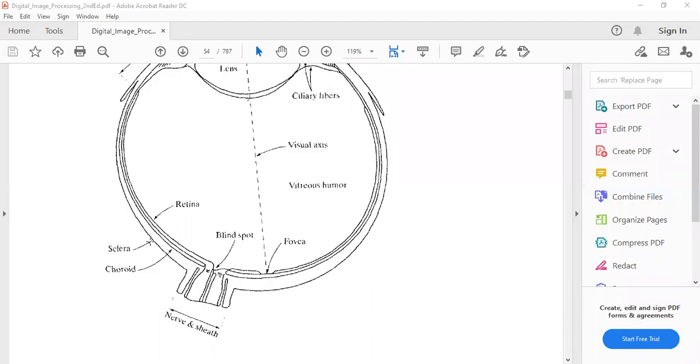Okay, then we have the choroid. Choroid is a part of the eye which covers 70% of your eyeball.